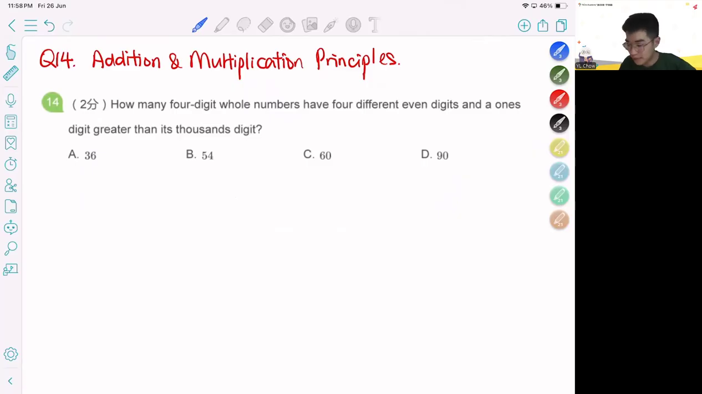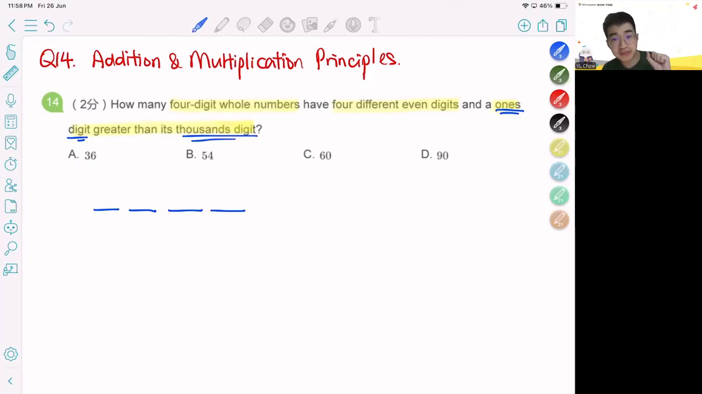The question is asking how many four-digit whole numbers have four different even digits and a ones digit greater than its thousands digit, right? So we have a four-digit number. We want the ones digit to be greater than the thousands digit. So the only relationship, involving who is big, who is small, is that the thousands must be smaller and the ones must be greater.